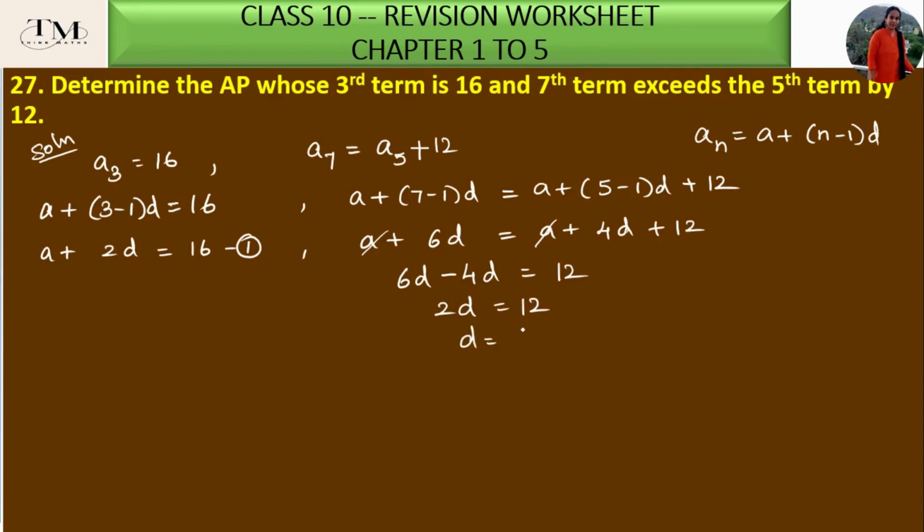Then D will be equal to 12 by 2. 2 is in product. When we change the sign, it will be in division. So 12 divided by 2. 2 ones are 2 and 2 sixes are 12. So D is equal to 6.